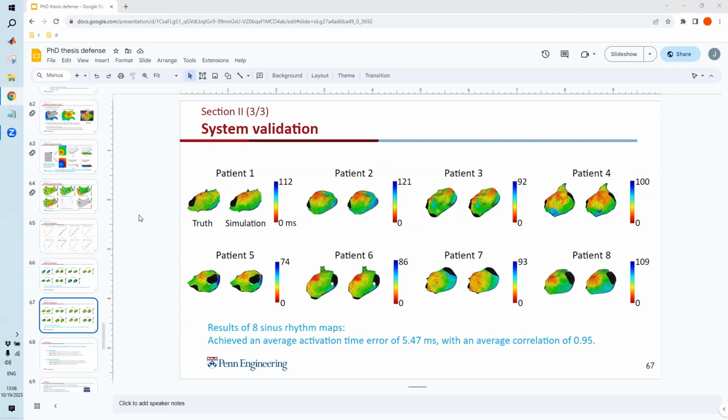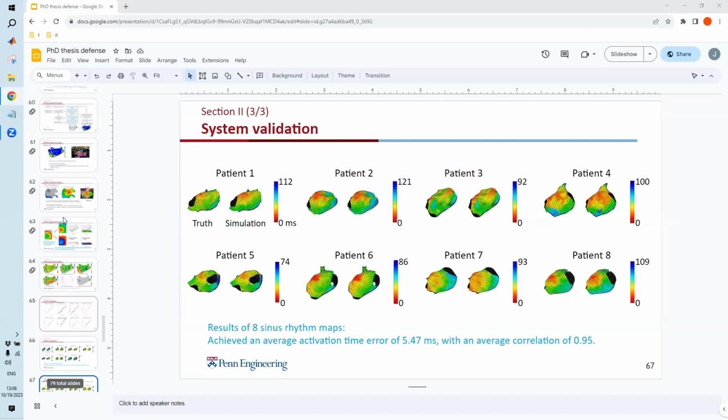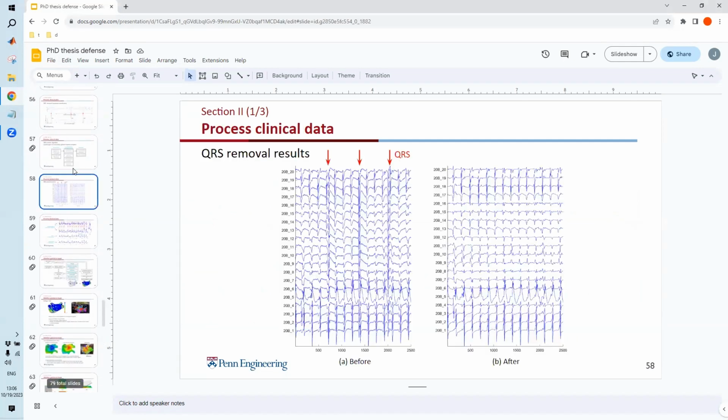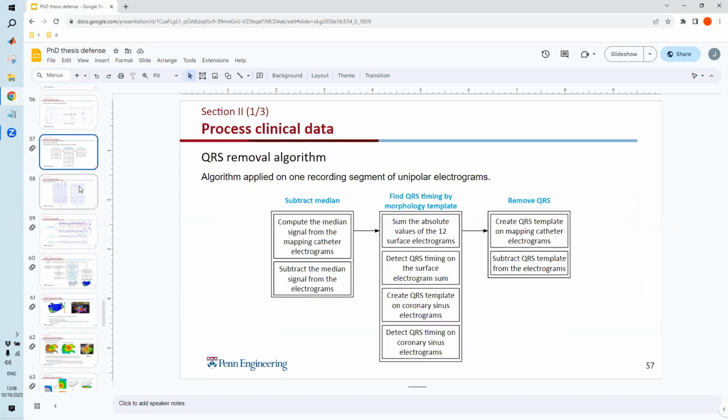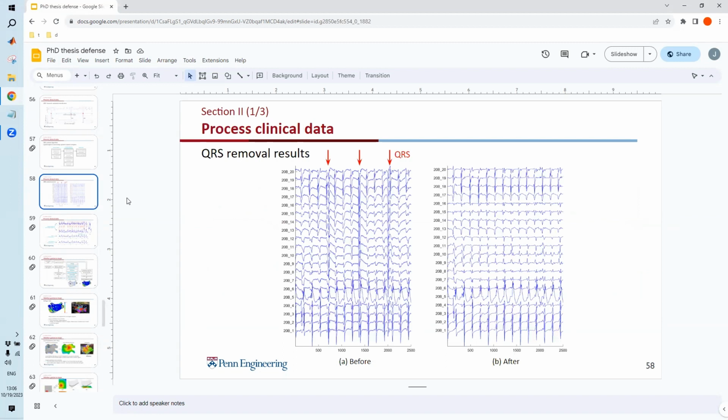Could you explain better how you subtract the QRS in your electrograms? Because you briefly mentioned it, but I'm not sure if I fully understood it. So you somehow calculate the last part of your... Yes.